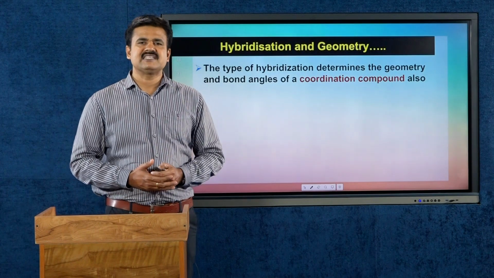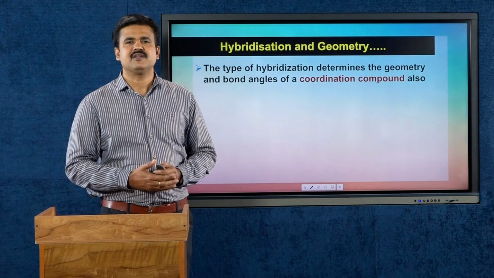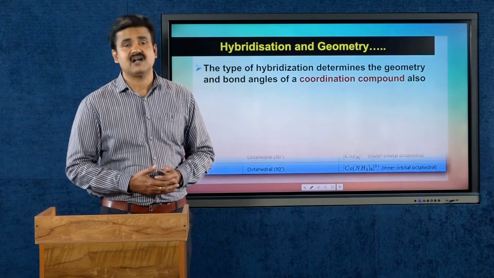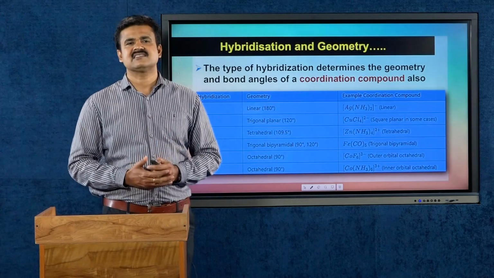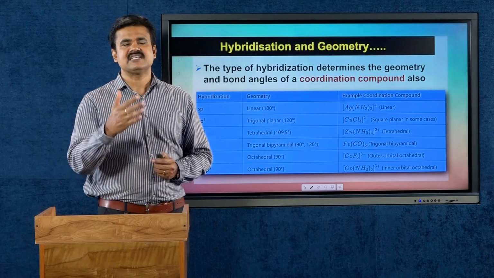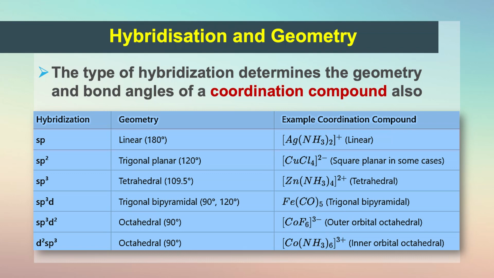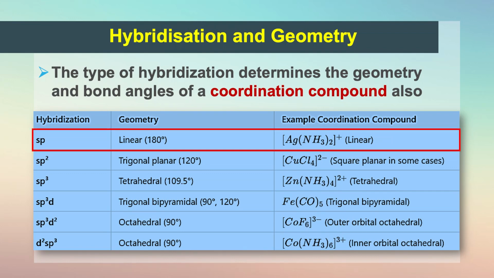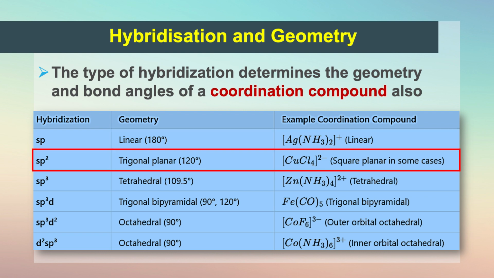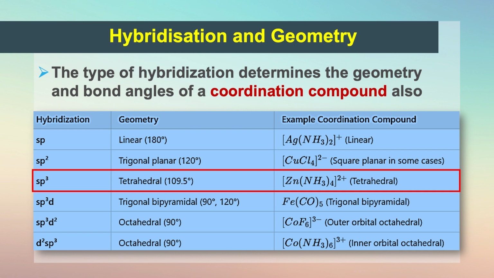The type of hybridization determines the geometry and bond angles of coordination compounds also. This is a correlation between hybridization and geometry in coordination complexes. sp hybridization, linear geometry, the example is [Ag(NH3)2]+ ion. sp2 hybridization, trigonal planar geometry, example is CuCl4 2- ion. sp3 hybridization, yielding tetrahedral geometry, typical example is [Zn(NH3)4] 2+ ion.